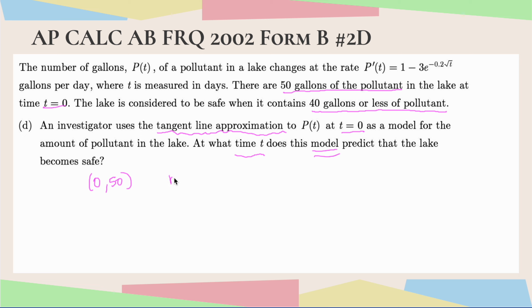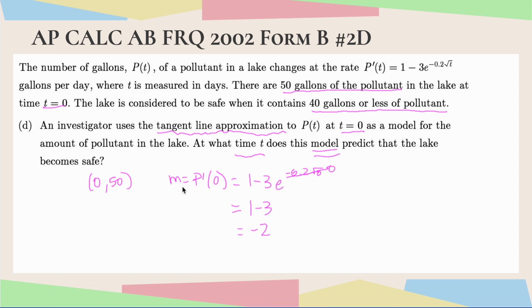The slope m is given by the derivative at time equals 0, which is 1 minus 3e to the negative 0.2 times the square root of 0. The square root of 0 is just 0, and anything times 0 is also 0, so this whole exponent is 0. Now e to the 0 power, or any number to the 0 power, is just 1 by definition. So this entire thing becomes 1 minus 3, which is negative 2.